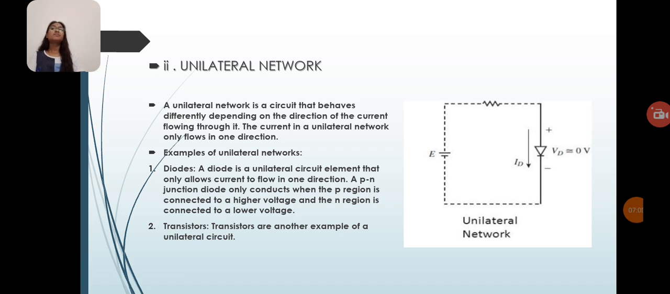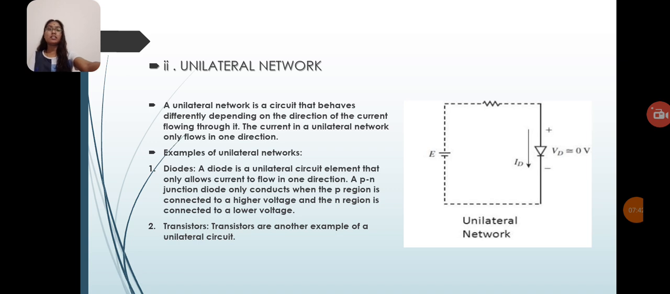Some examples of unilateral networks: Diodes. A diode is a unilateral circuit element that only allows current to flow in one direction. A p-n junction diode only conducts when the p region is connected to a higher voltage and the n region is connected to a lower voltage. Transistors. Transistors are another example of a unilateral circuit. In the picture we can see the circuit or network of a unilateral network.